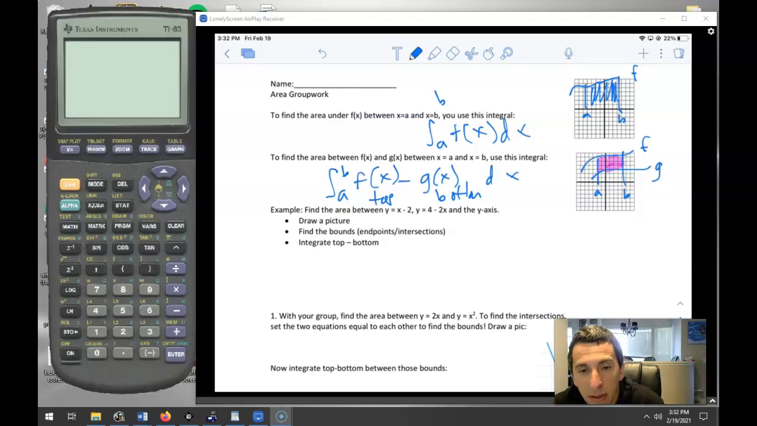So just for example, let's say we have to find the area between y equals x minus 2, y equals 4 minus 2x, and the y-axis. Okay, so let's draw this picture out. And that's what I want to encourage you to do on any of these problems, the area or volume. Draw a picture and see what you're working with.